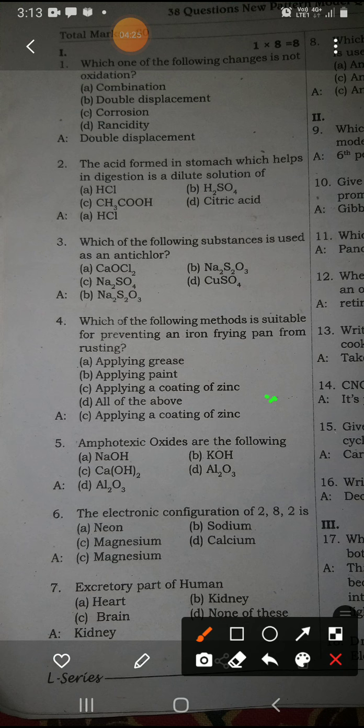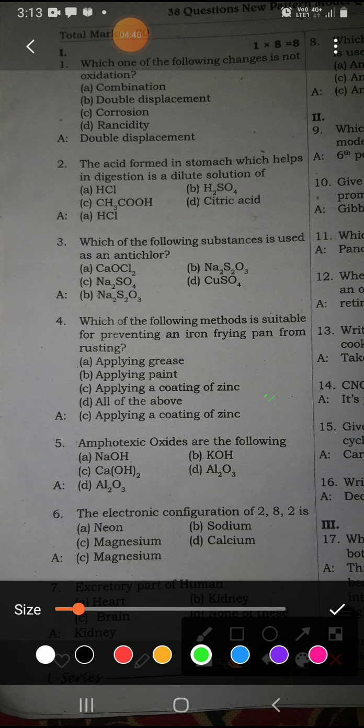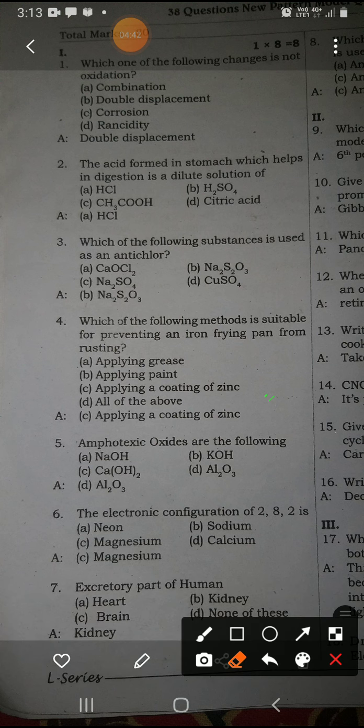So next: which of the following methods is suitable for preventing an iron frying pan from rusting, right? So what are the methods that we can use? In the metals chapter we have discussed this, children. Here some of the methods are given.